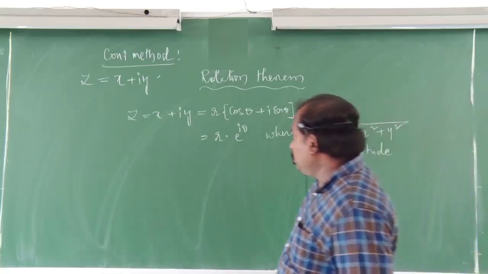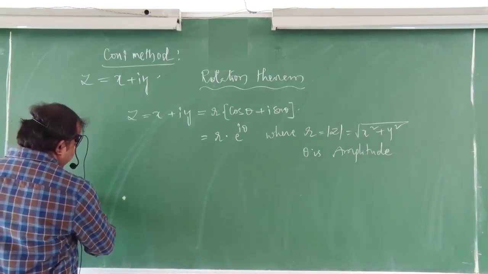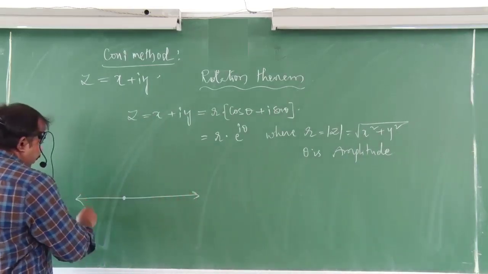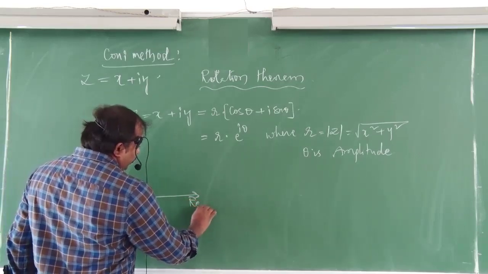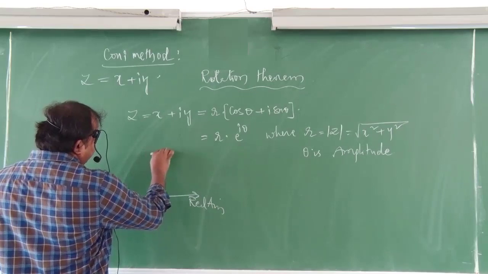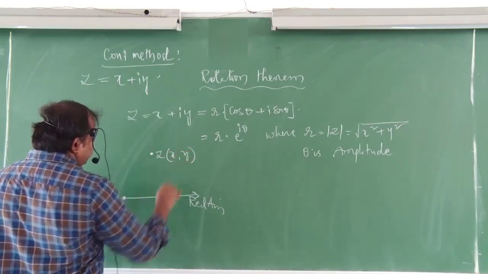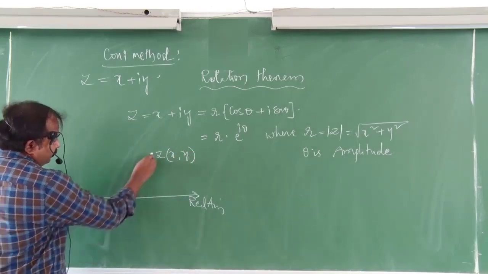Okay. Now for example, somewhere the origin is there, let it be. This is the real axis. Let this be the real axis. Let this be the complex number z. Let this be the point I can take as (x, y). The origin is here.